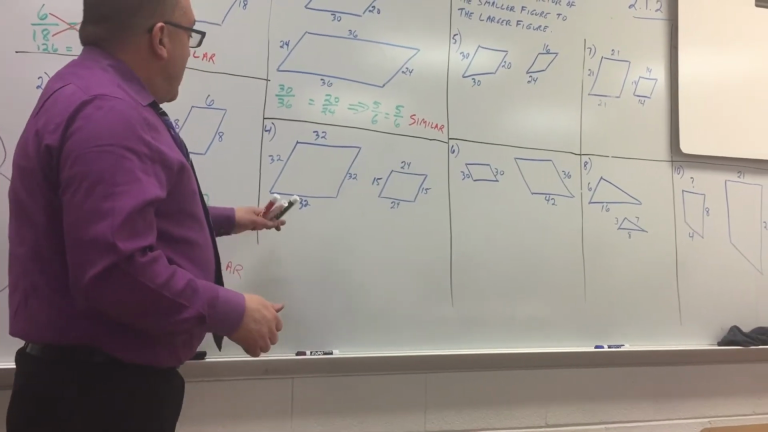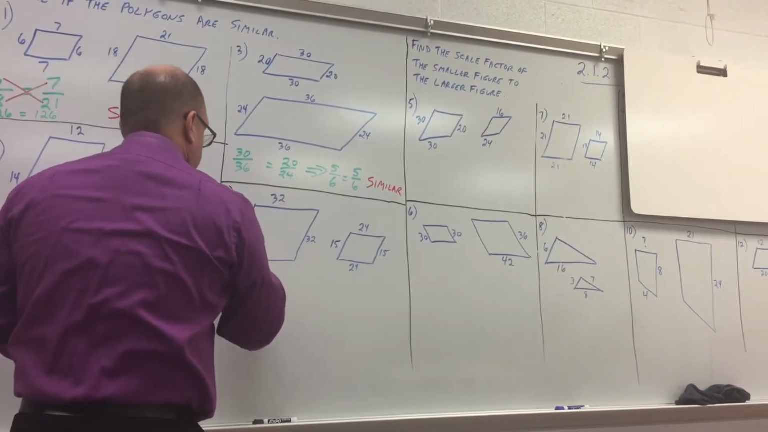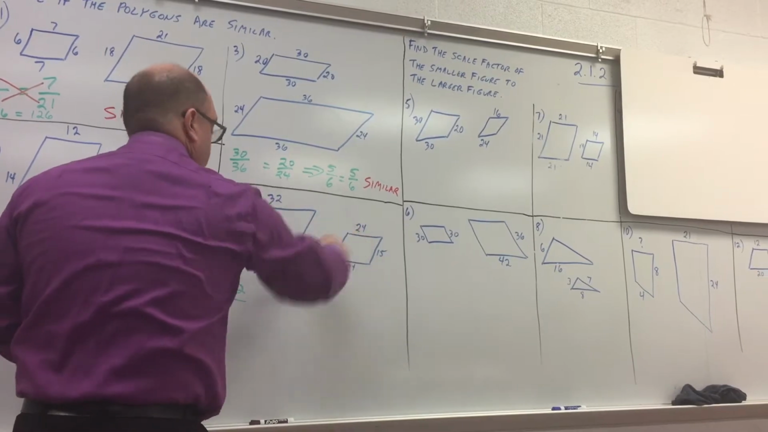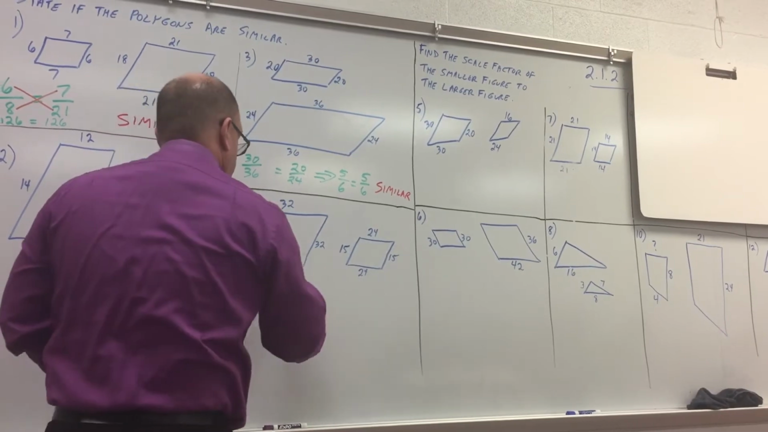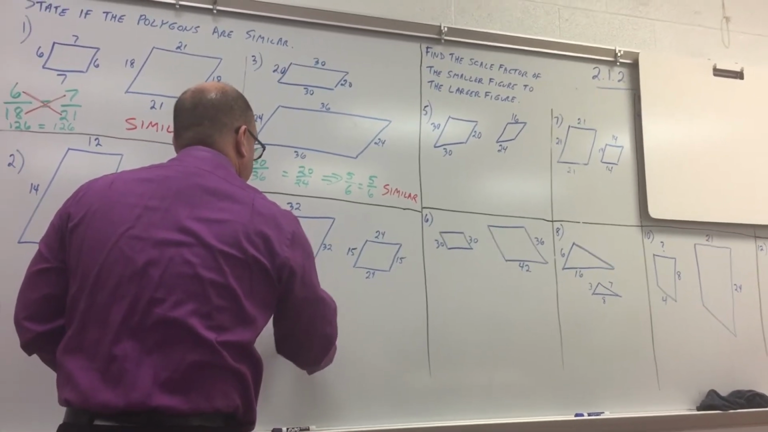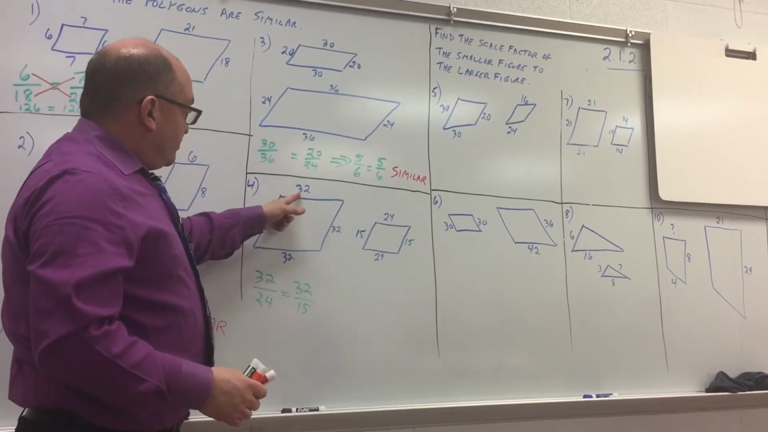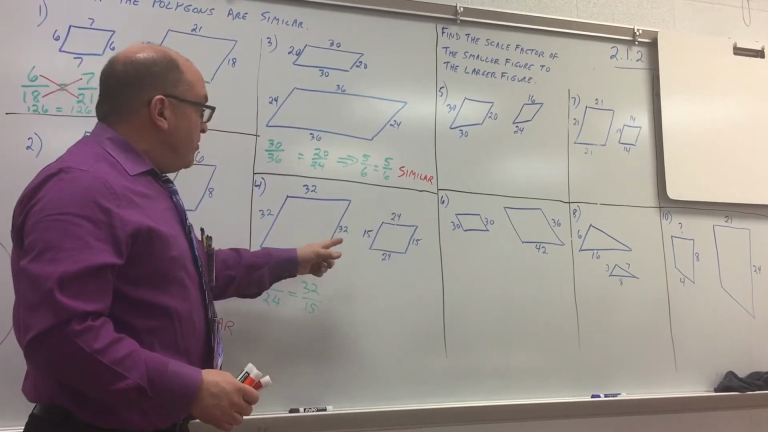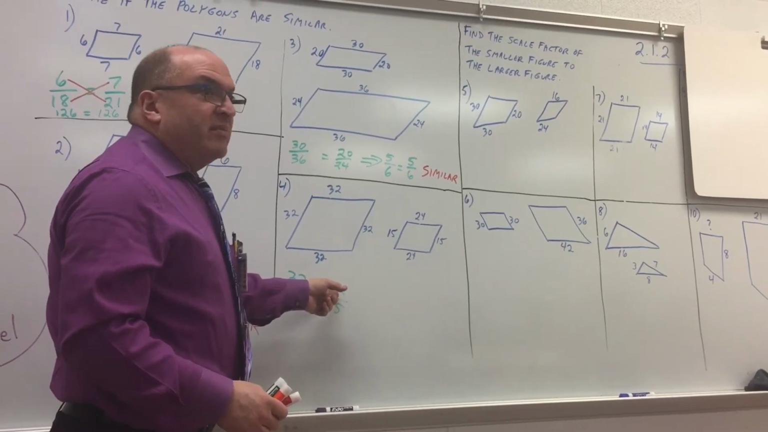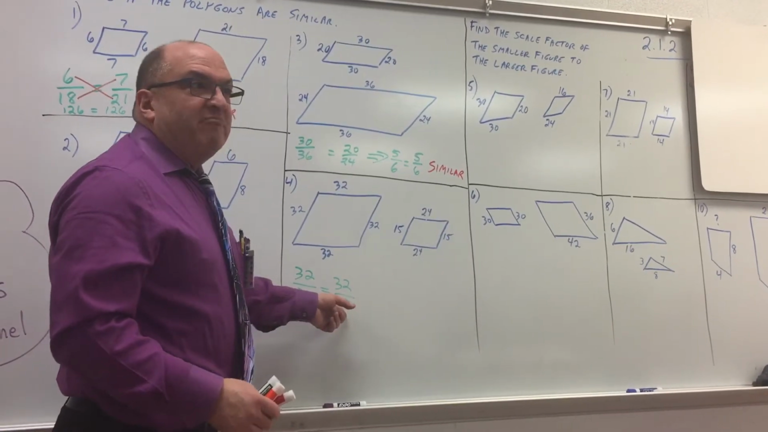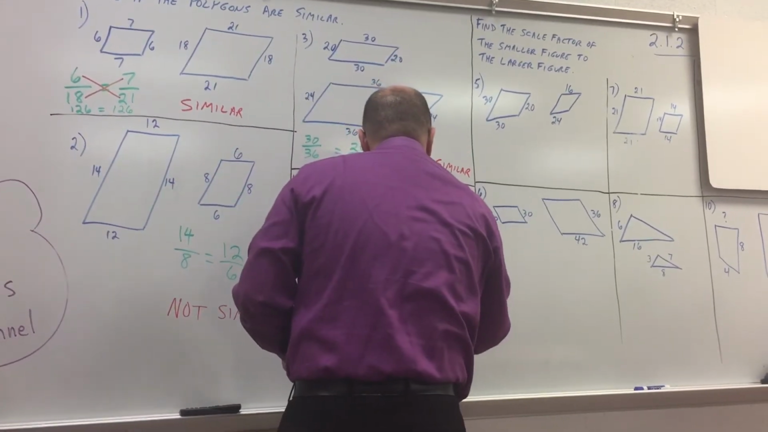All right. So let's pick a number here. I'm going to pick 32 over 24. Then I'm going to pick 32 over 15. Now, does that even make sense if you think about it? Is 32 over 24 going to give you the same number as 32 over 15? If these two numbers are the same, wouldn't these two numbers have to be the same in order for it to be similar? So right away, not similar. Okay? Easy.